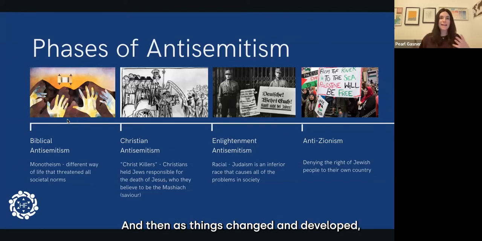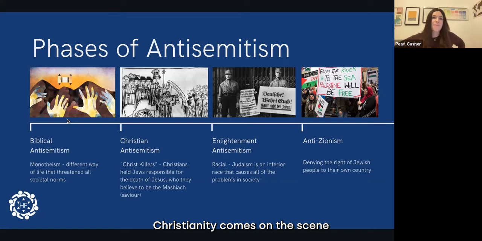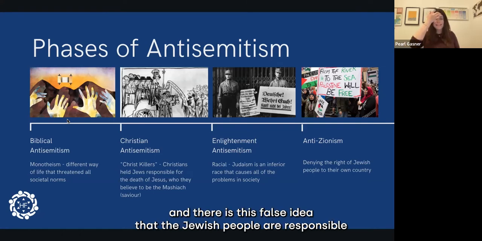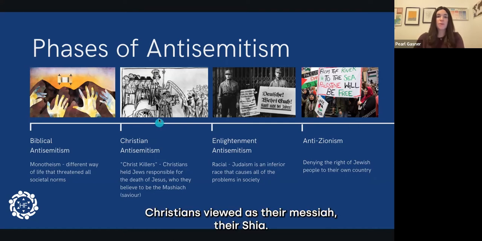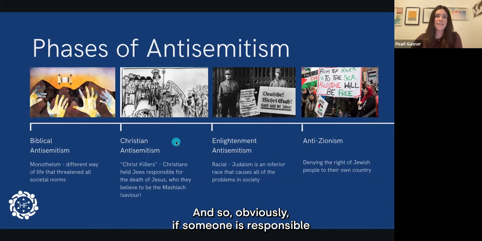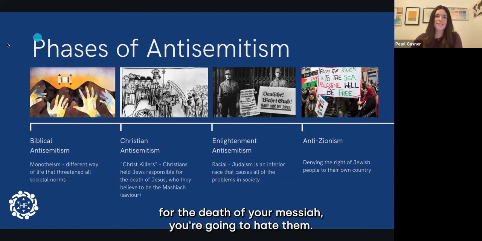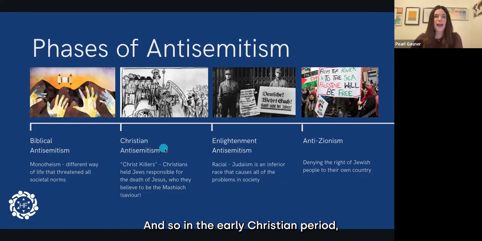Then, as things changed and developed, Christianity comes on the scene, and there is this false idea that the Jewish people are responsible for the death of Jesus, whom Christians viewed as their Messiah, their Mashiach. Obviously, if someone is responsible for the death of your Messiah, you're going to hate them. And so in the early Christian period, a lot of anti-Semitism was directed towards Jews for this reason.